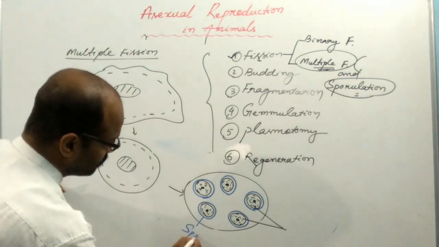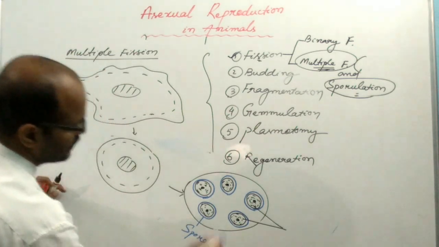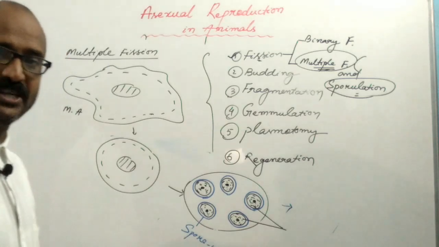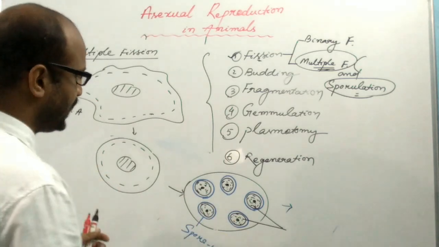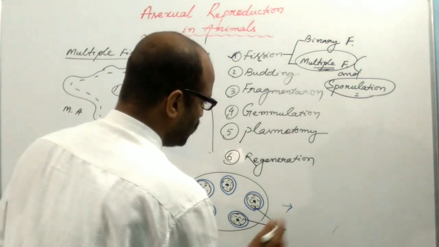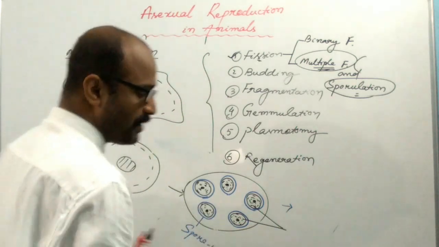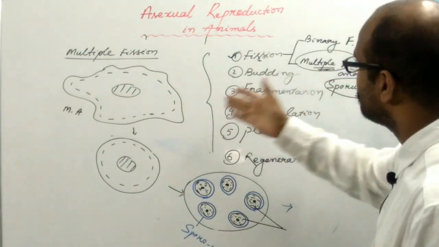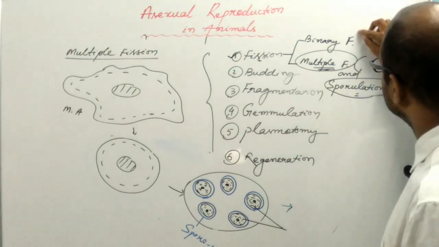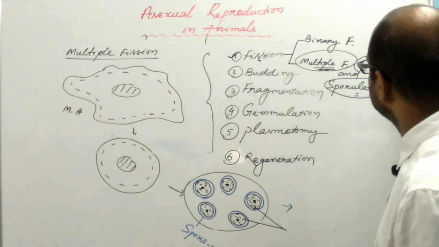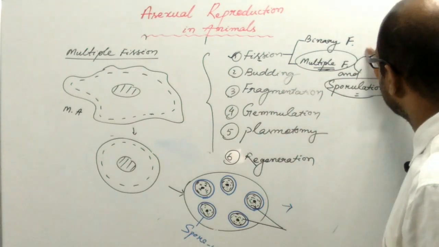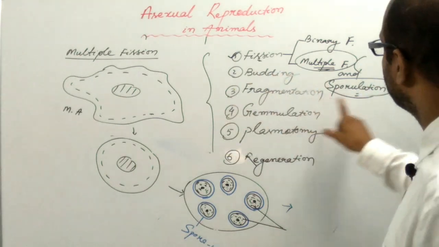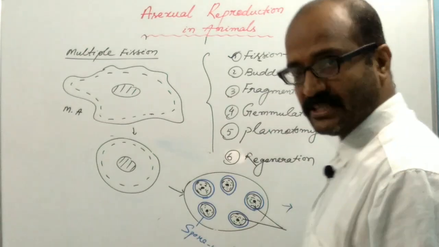So this is the spore wall. This process is known as sporulation. On onset of favorable condition, the spore wall ruptures and the amoebulae are released. So in case of amoeba, in favorable condition, amoeba reproduces by binary fission. In unfavorable condition, it reproduces by multiple fission. In adverse condition, amoeba reproduces by the sporulation method.